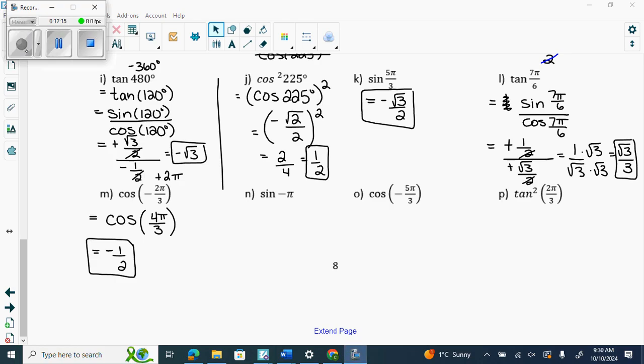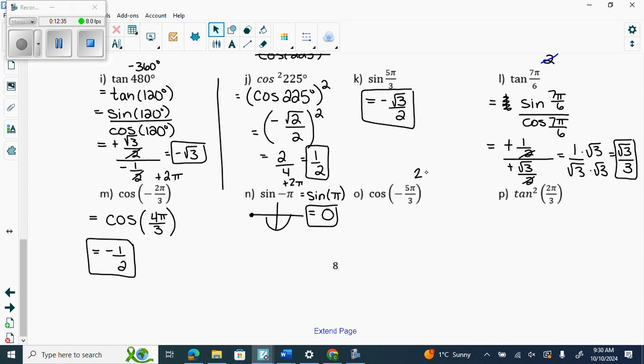Sine of negative pi, you can either follow it to negative pi and know that it's here, or you can add 2 pi to it and get its coterminal, which is sine of pi. Same thing, what's y at pi? What's y at pi? 0.